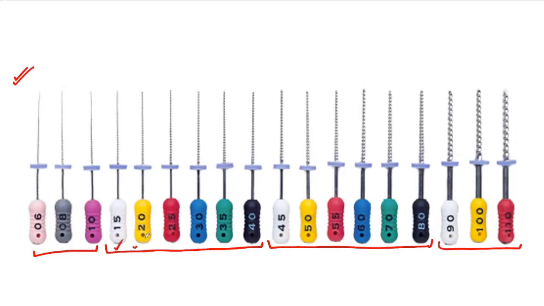It is white, yellow, red, blue, green, black. And once we finish the set of 6 files, the color coding repeats. That is white, yellow, red, blue, green, black. Again, white, yellow, red, blue, green, black.